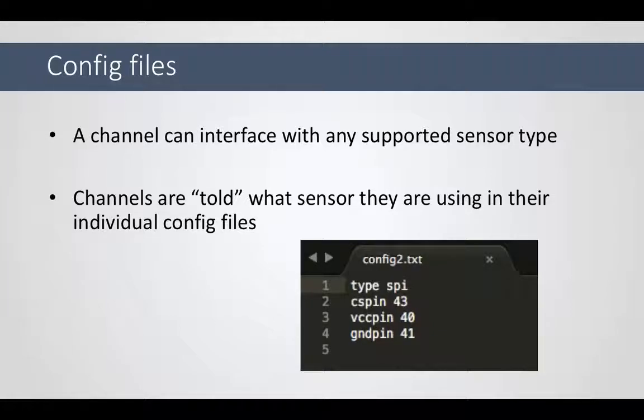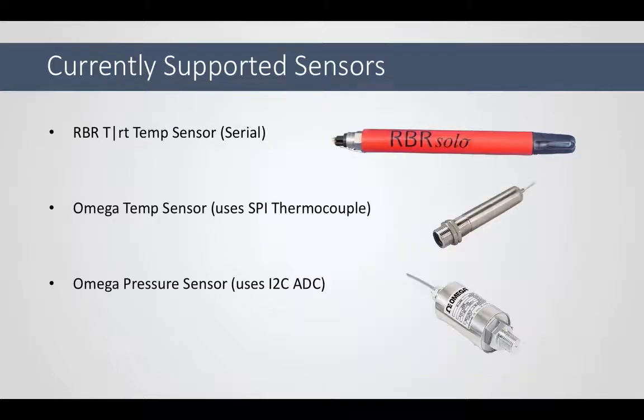The image here shows an example of a config file that would be used to configure channel 2 to use the SPI temperature sensor. It also lists that the sensor's thermocouple would connect to pins 40, 41, and 43 on the Arduino. Upon startup, the Arduino reads this file and configures the channel accordingly.